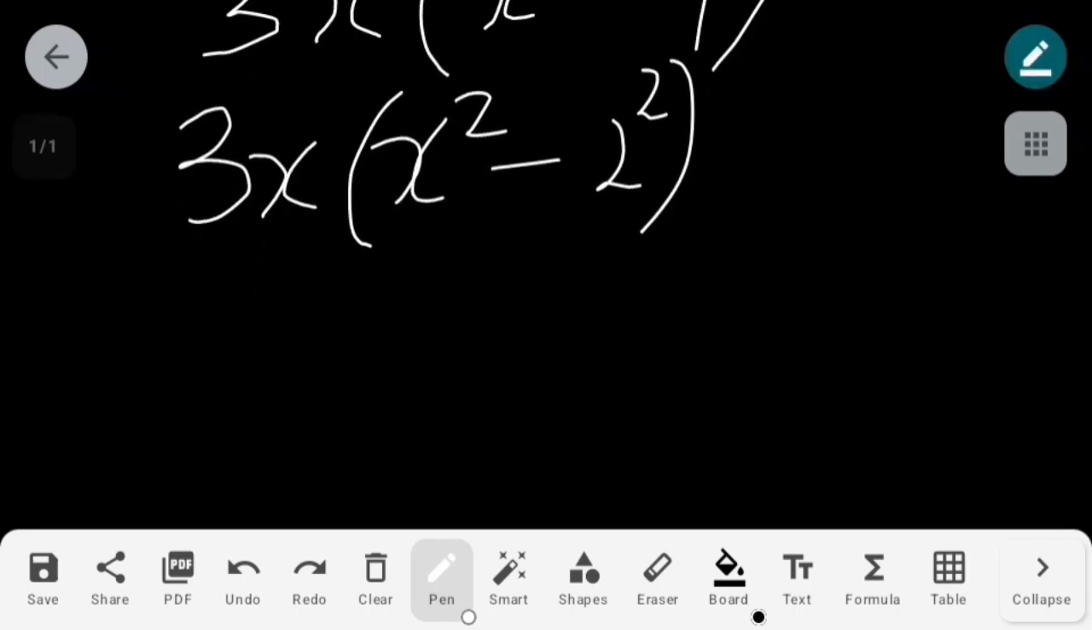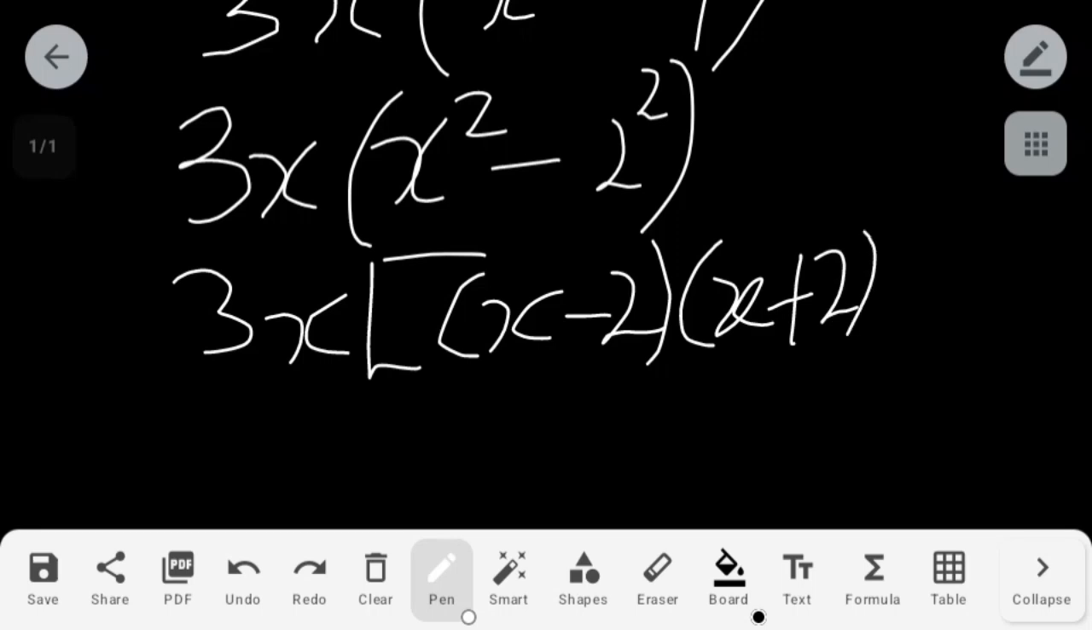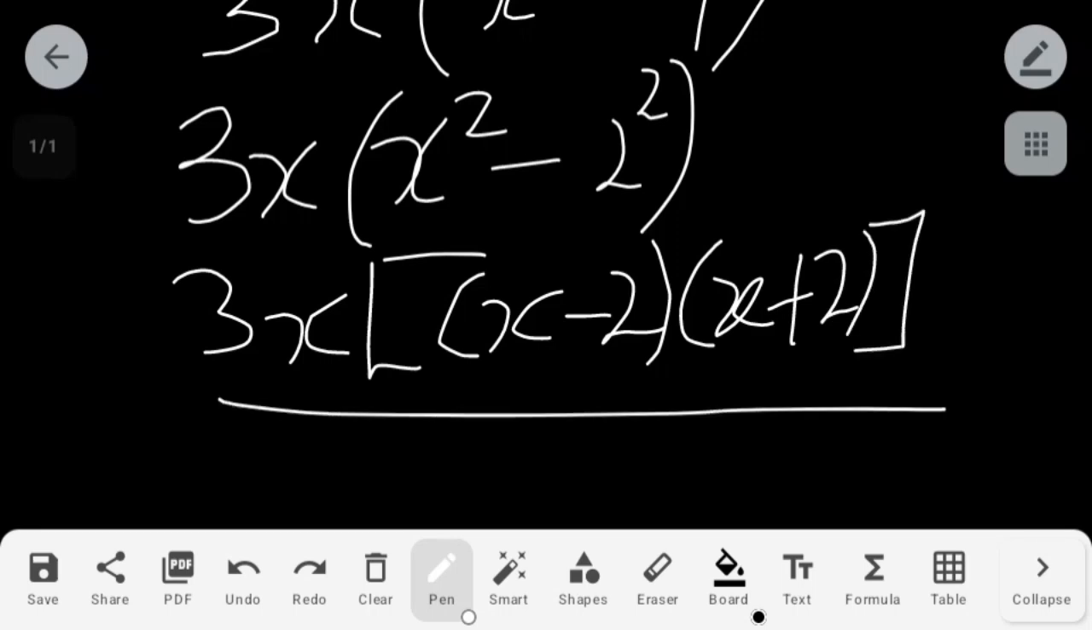So now we're going to perform the difference of two squares inside these brackets, and say 3x being multiplied by x minus 2 and x plus 2, like this. So this will be the final answer to this.